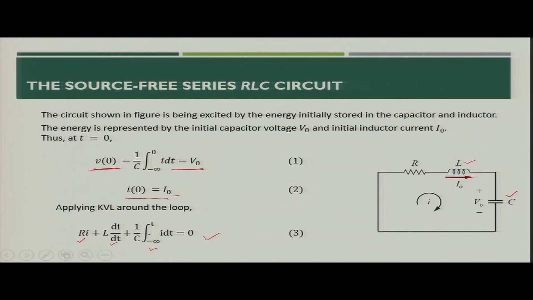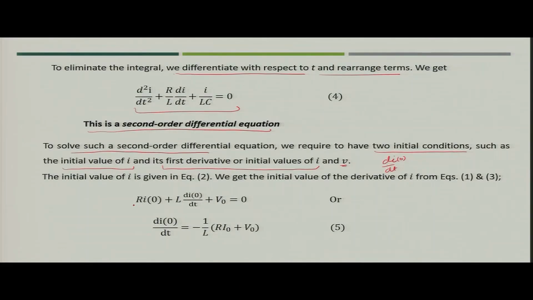So, what can you write for this equation? You can simply write R into I at time t is equal to 0 plus L di by dt at time t is equal to 0 plus V naught is equal to 0. Now, you know that I at time t is equal to 0 is nothing but I naught. So, if you rearrange, you will get di by dt at time t is equal to 0 is nothing but minus 1 by L times R I naught plus V naught. So, now you have the initial value of I and the initial value of di by dt in your hand, which you can utilize to solve the equation.